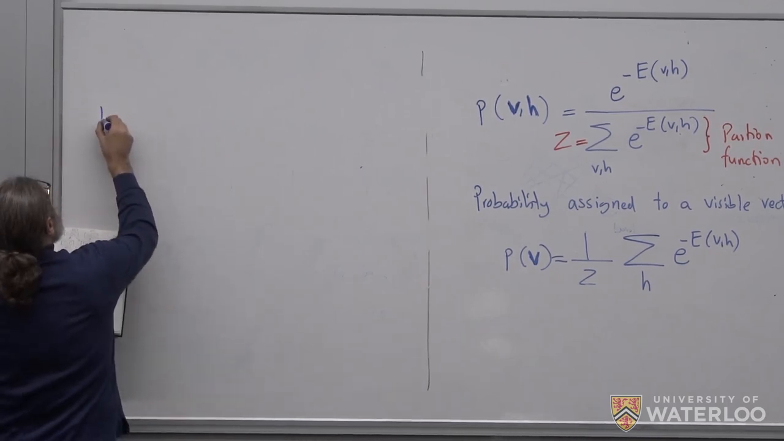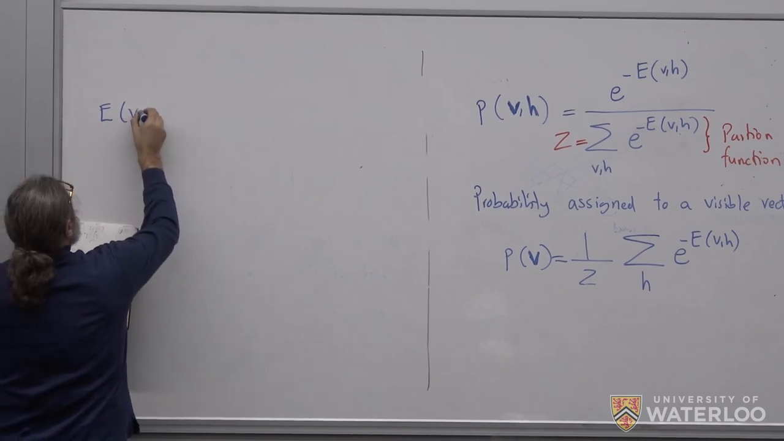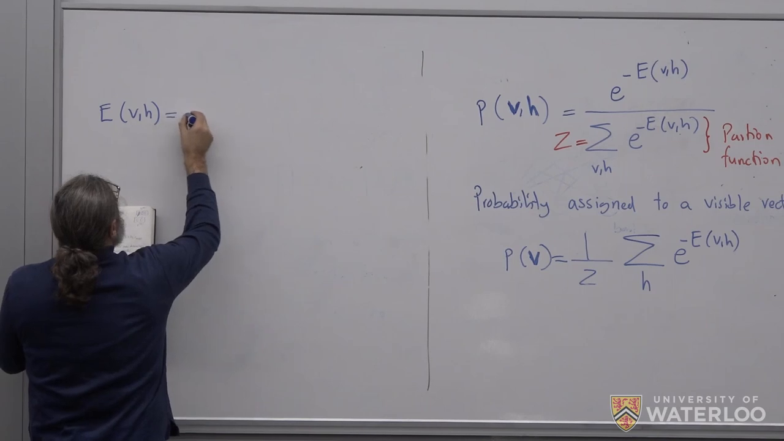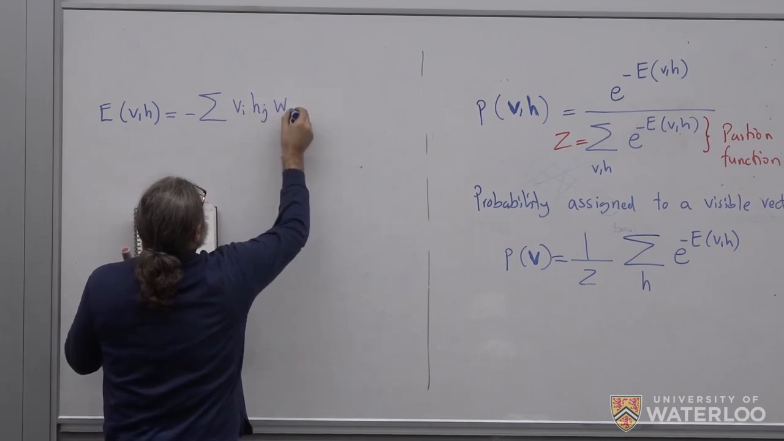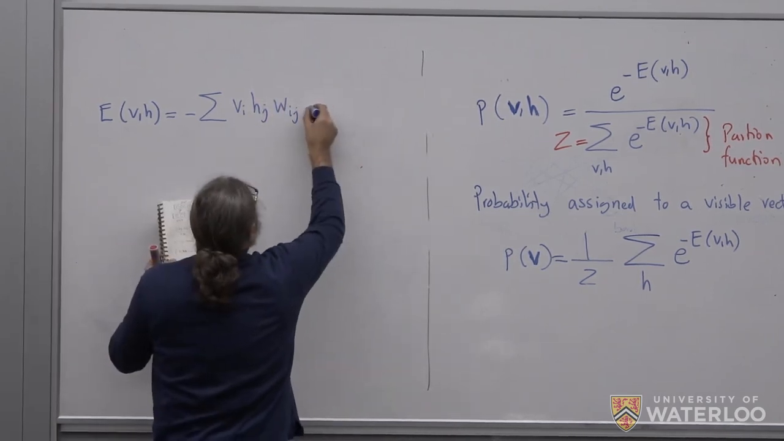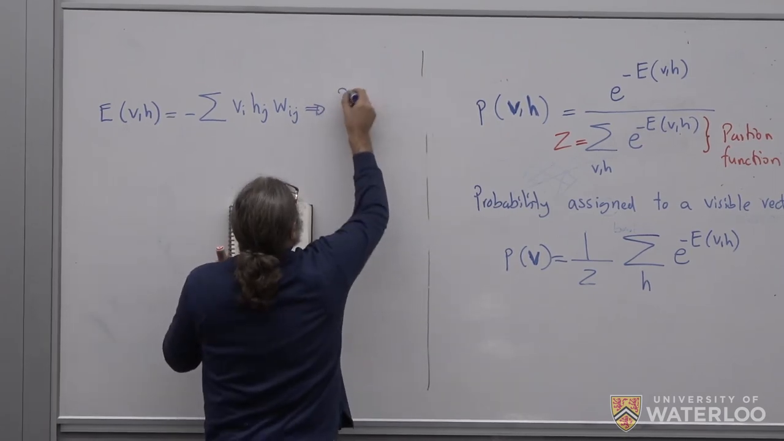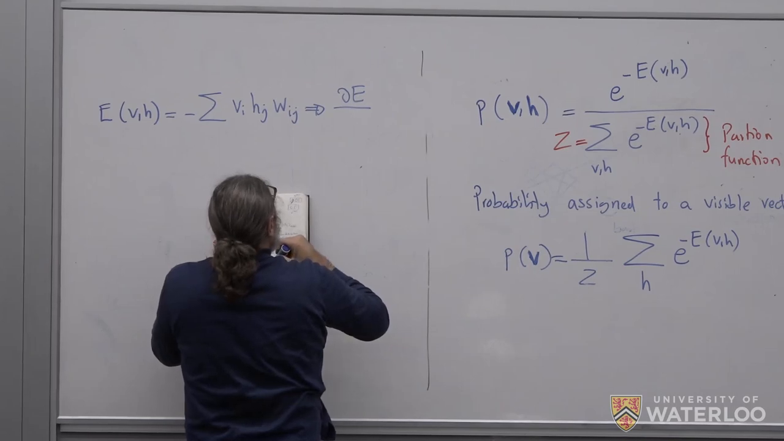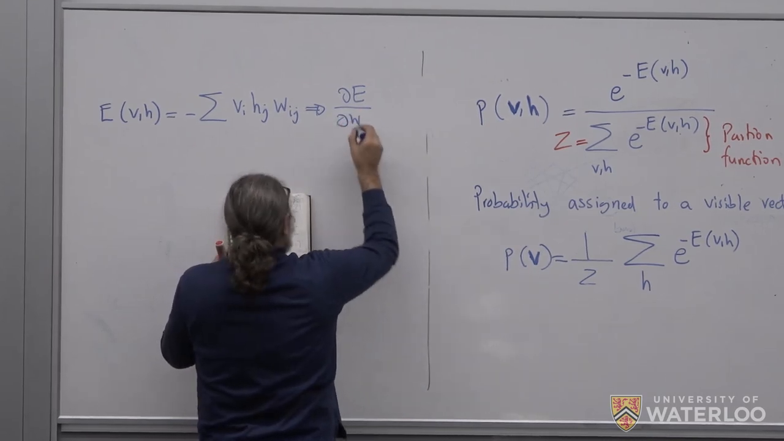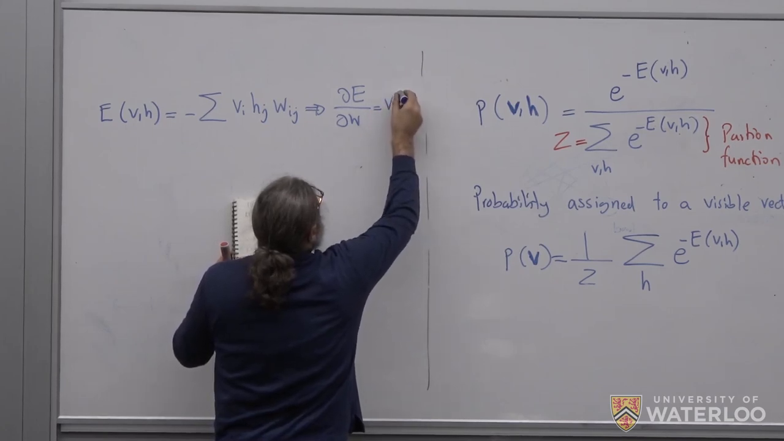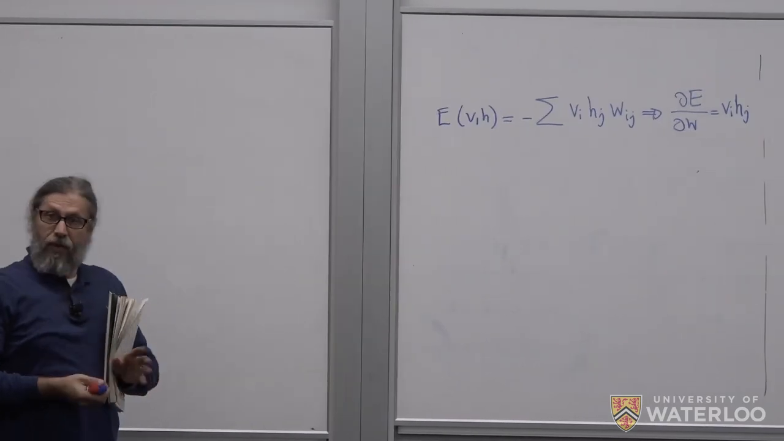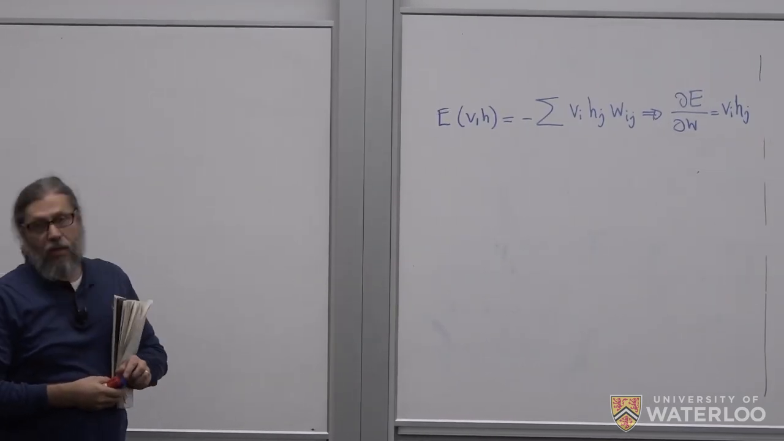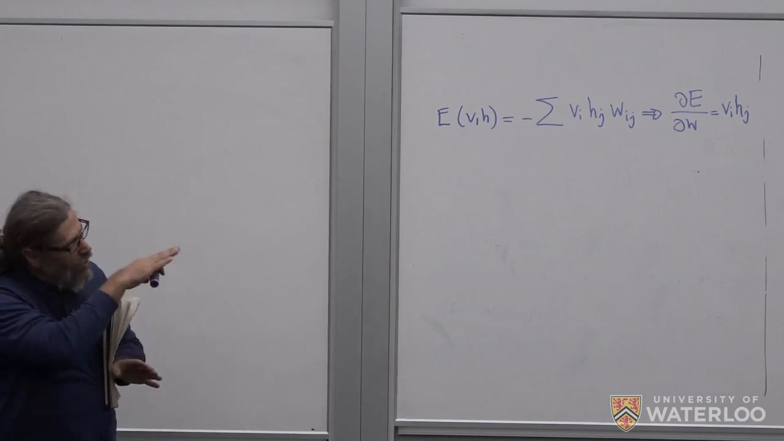So which means then what? The error for the visible and hidden neurons is, as we said, minus the sum of V sub i, H sub j, W sub ij, which means I'm looking at the derivative of the error with respect to the weight to be the product of V and H. That's my error. That's very convenient. But these are zeros and ones, and that's why I'm looking at the log function. That makes things a lot easier for me.